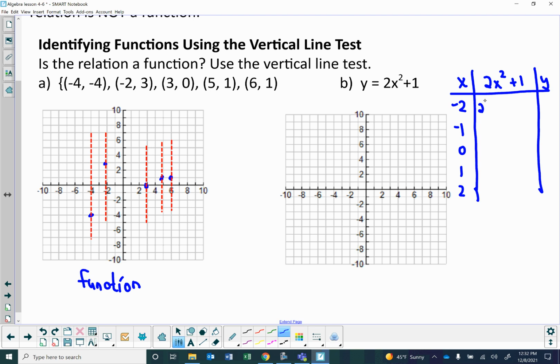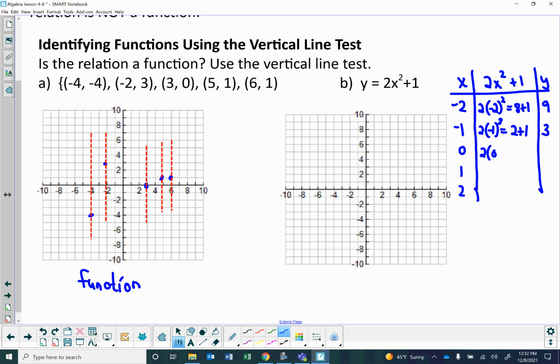So 2 times negative 2 squared. Well, negative 2 squared is positive 4. 4 times 2 is 8. 8 plus 1 equals 9. 2 times negative 1 squared. Negative 1 times negative 1 is a positive 1 times 2 is 2. 2 plus 1 is 3.